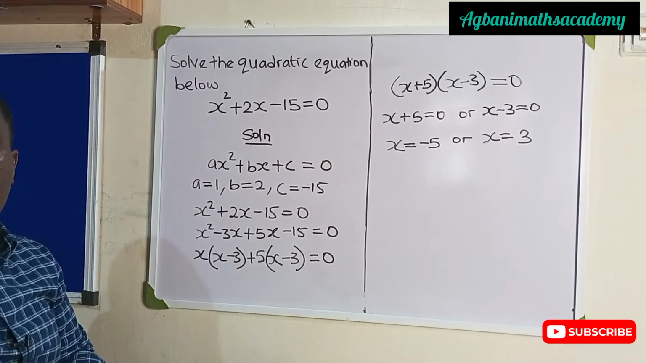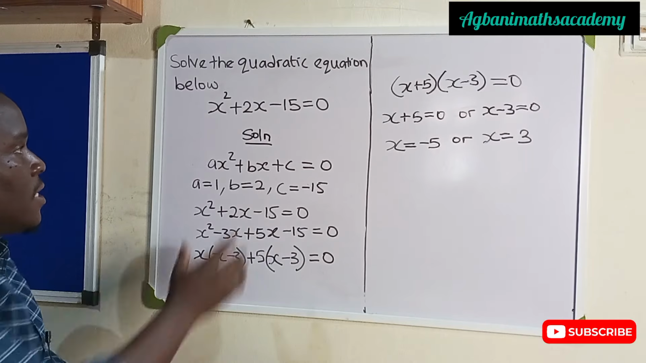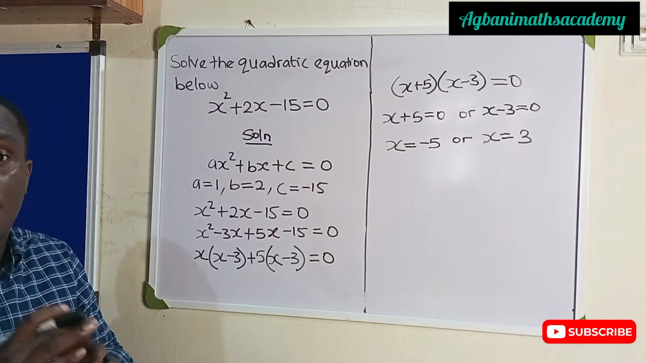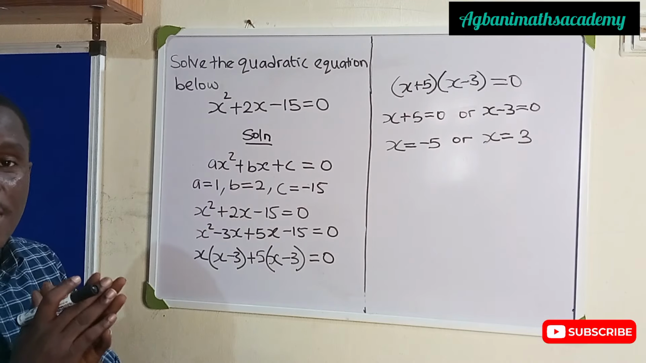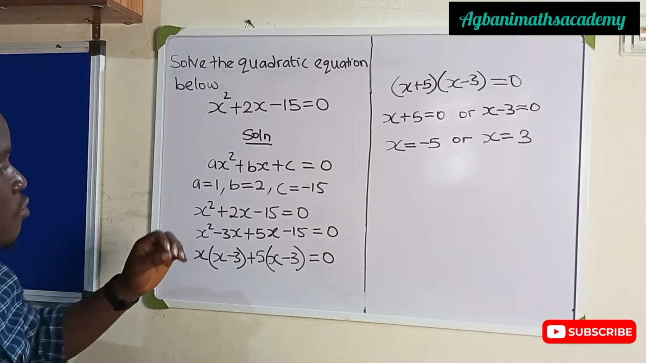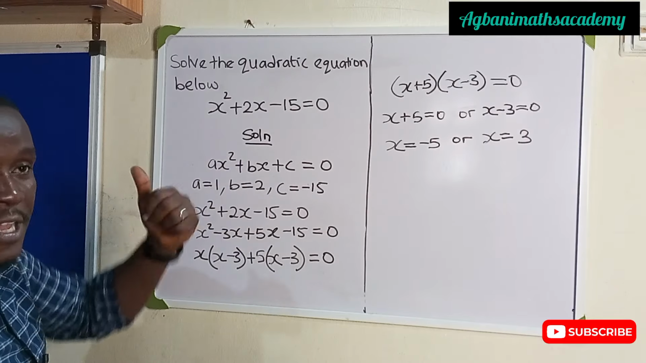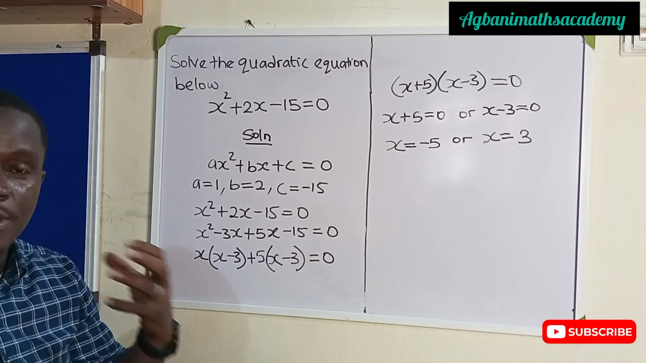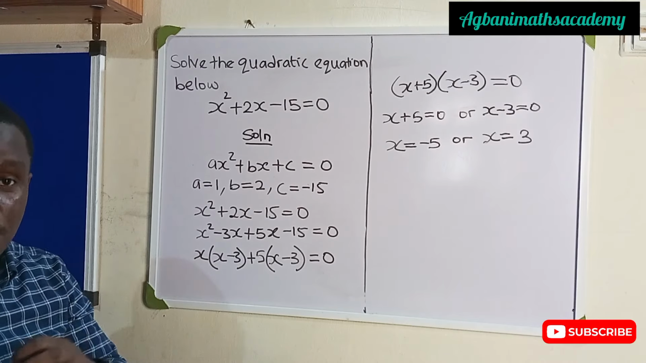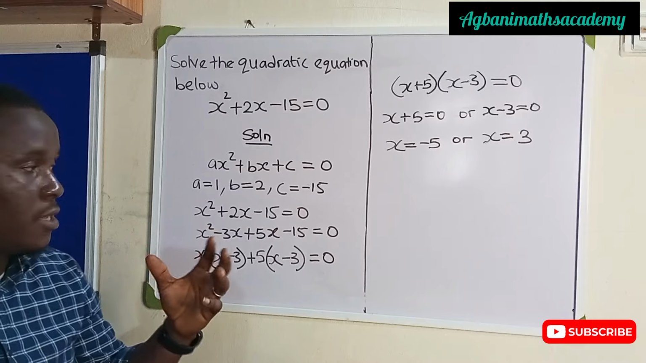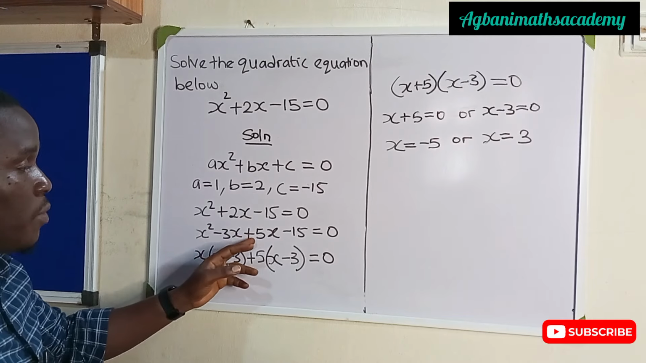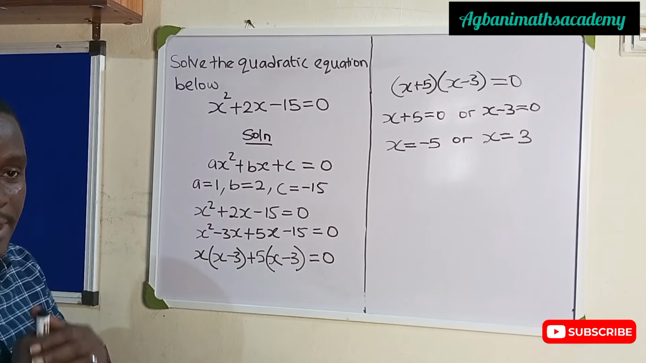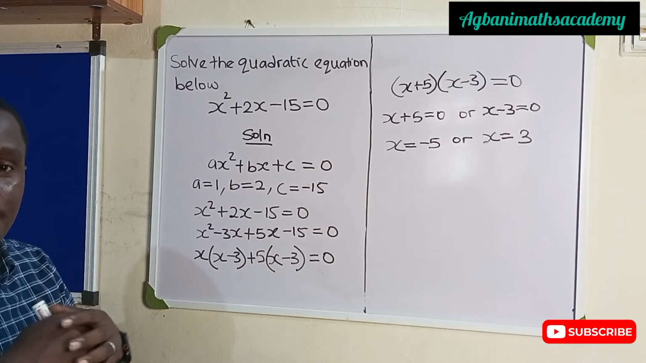So these are the two values of x that make the left-hand side equal to 0. Solving a quadratic equation using the factoring method is very simple. All you need to do is write out the values of a, b, and c. Secondly, look for two numbers that will multiply to give you ac, and those same two numbers will add to give us b. We got those numbers to be minus 3 and plus 5. We replace the middle term with those two numbers, and that helps us to factorize by grouping.